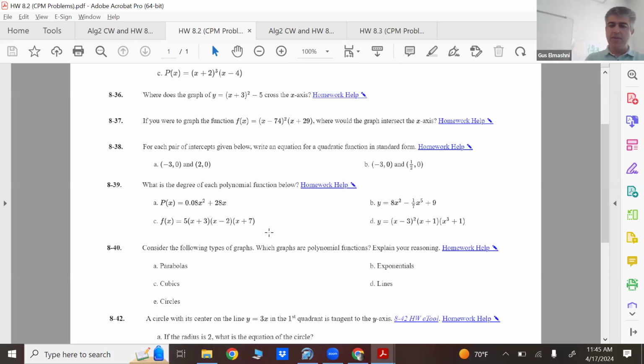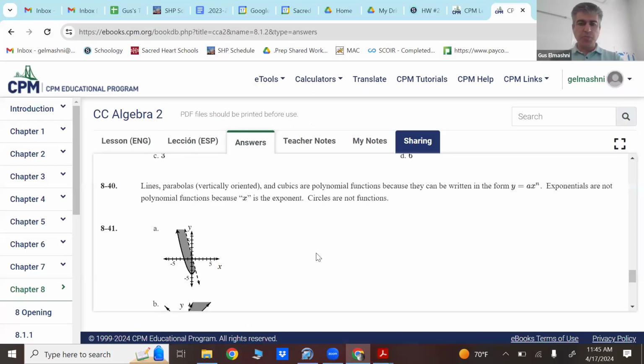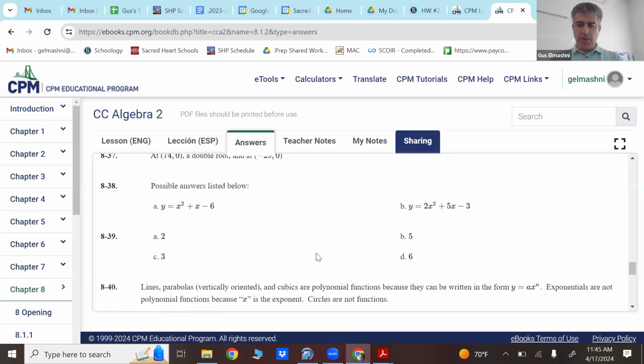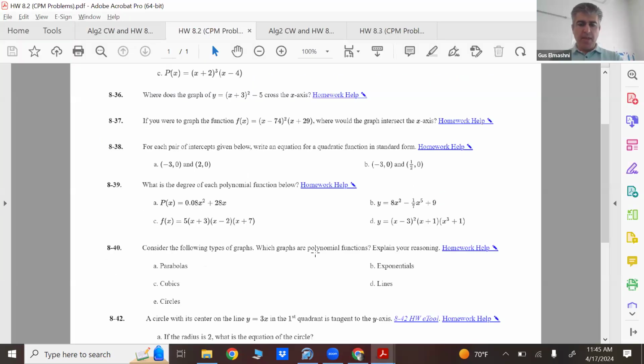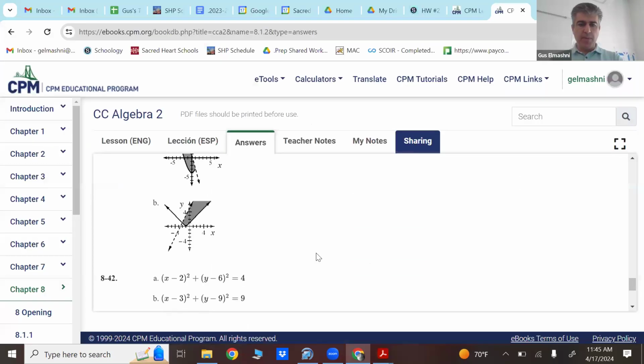Parabolas, cubics, lines are all polynomial functions because they have x raised to some power. The exponentials is something raised to the x power, or circles have x and y squared. That doesn't count. Plus, not a function for E. So it's A, C, D for that one. Those are your polynomial functions there. And then we have 42 and 43 really quickly.